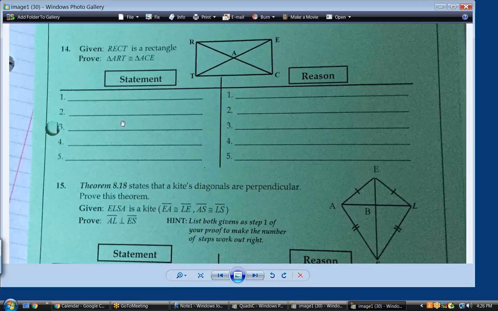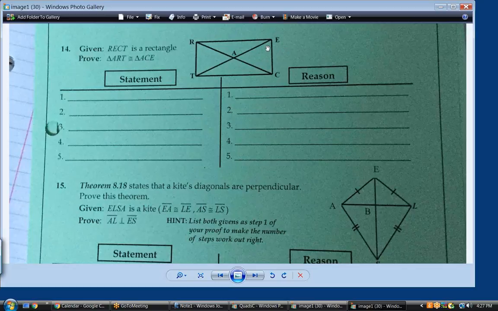What's the third statement? We could do RT and EC are the same. Correct, because? Opposite sides of a rectangle are equal. It's not really because they're parallel lines. Parallel lines almost always have to do with solving for angles. If you're making a statement about side length, it's not likely going to have anything to do with parallel lines.